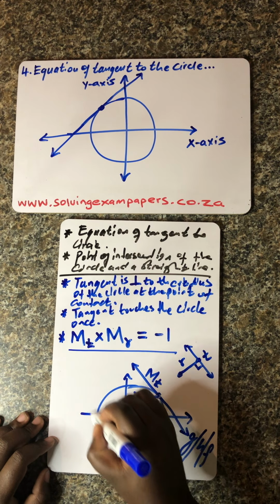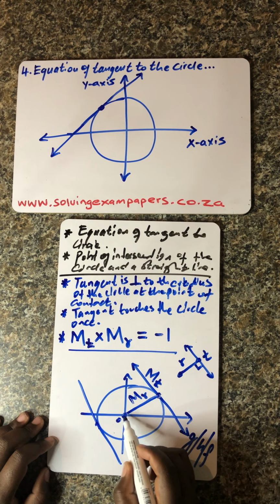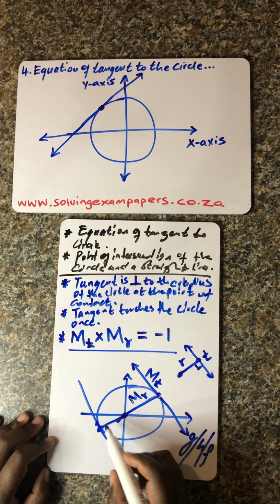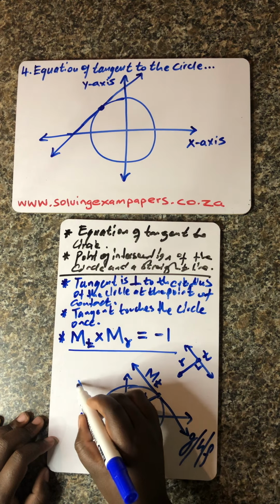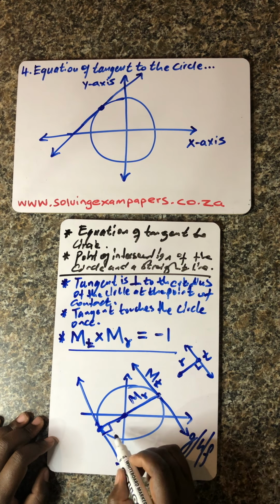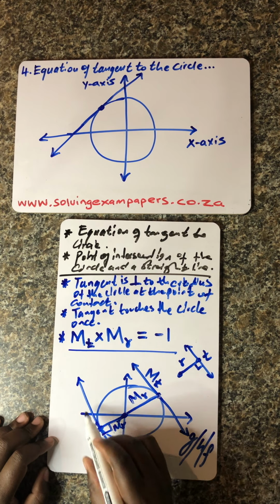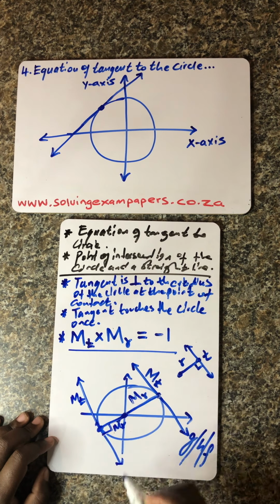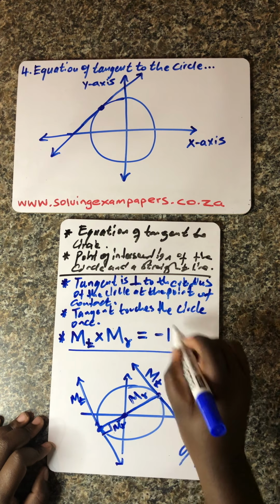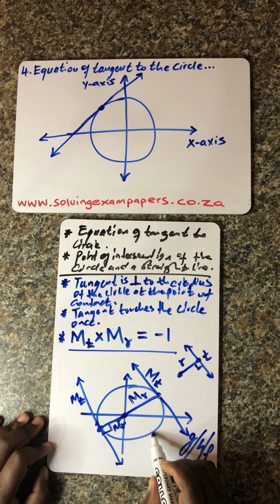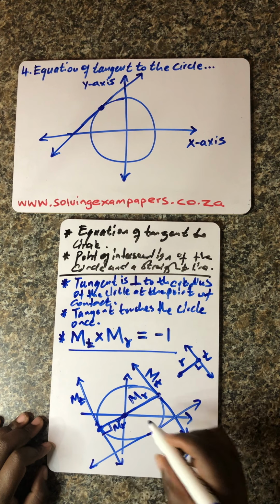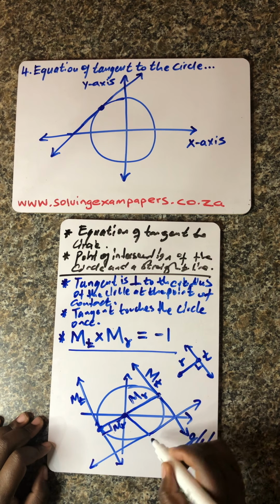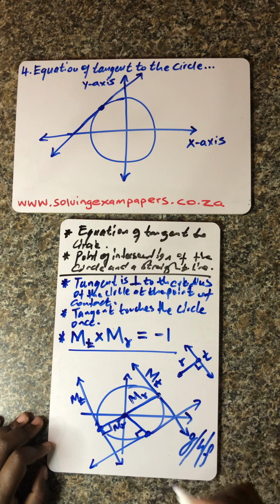Same applies if we've got a straight line in that direction. We know we've got a radius radiating from the center to the point of intersection, which forms a 90-degree angle. So m of r multiplied by m of t will be equal to -1. If we've got a tangent in that direction, we still have the same thing. It forms a 90-degree angle.